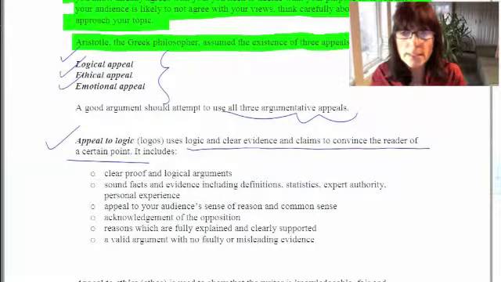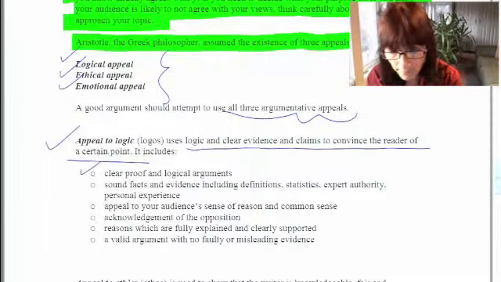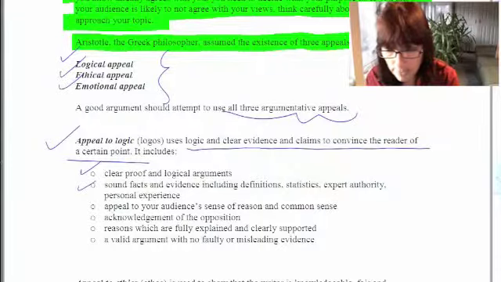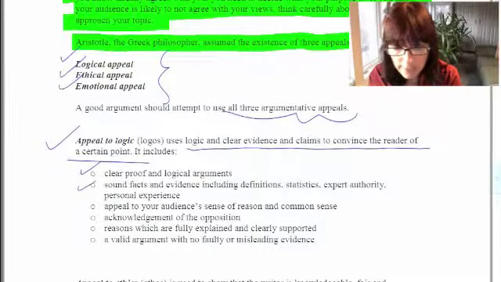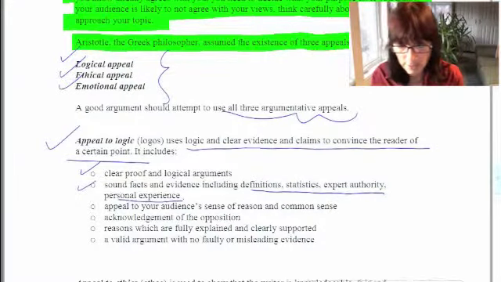Facts, clear ideas, or logic to win your reader over to your way of thinking. Examples? You'd use clear proof and logical arguments. You could find sound facts and evidence, which include definitions, statistics. You could appeal to an expert authority or personal experience.